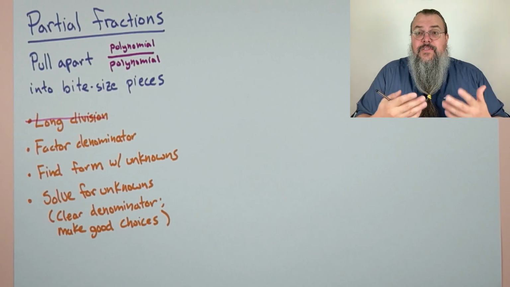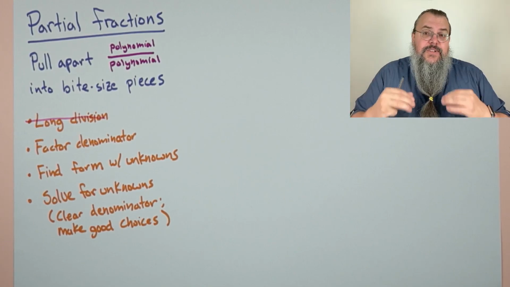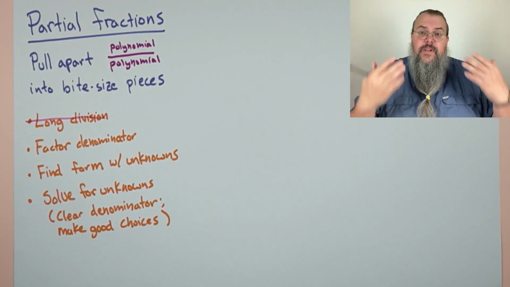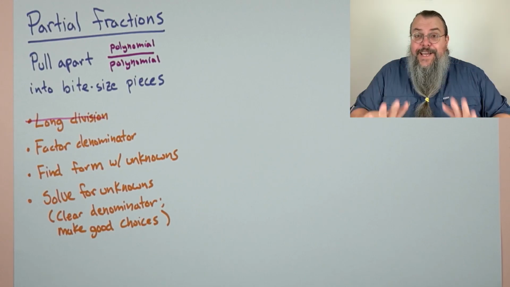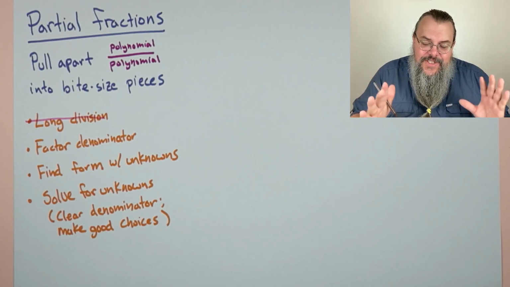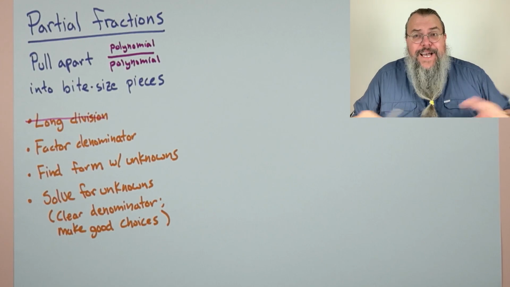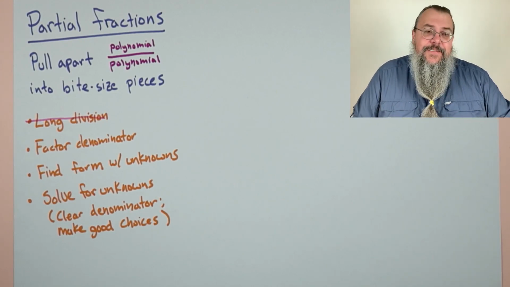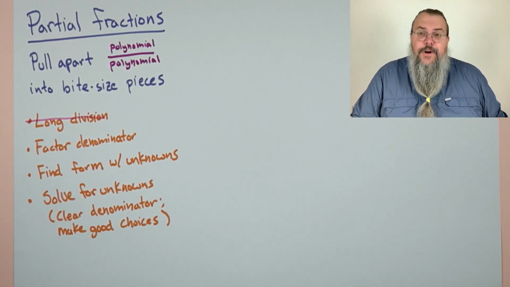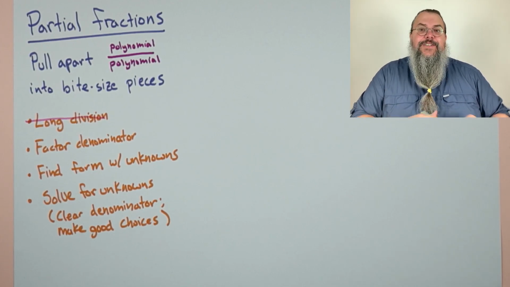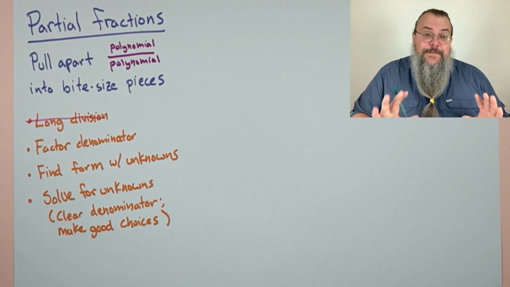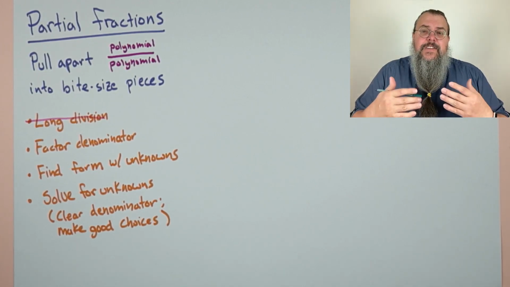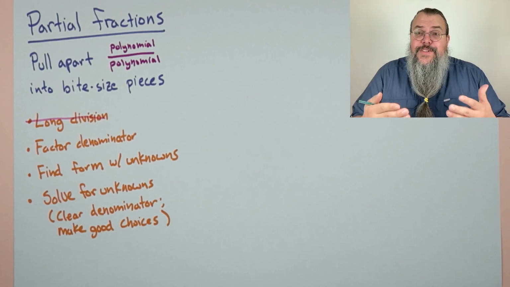Well, there's lots of ways to do it. The basic mantra I follow is clear denominators. I like to avoid fractions. I think I probably had a bad fraction many years ago, and ever since then I've been like, okay, no more fractions for me. And so I clear my denominator, get rid of fractions, and then I say, all right, make good choices.